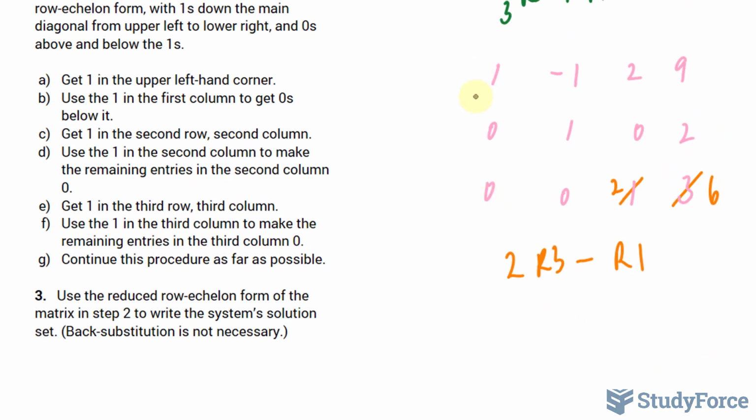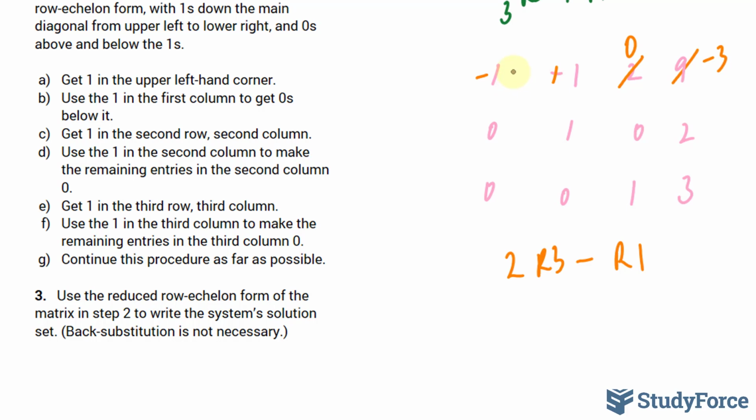Subtracting 0 from 1, I get negative 1. That's a problem, and we'll get rid of that negative 1 soon. 0 minus minus 1 is positive 1. 2 minus 2 is 0. And 6 minus 9 is negative 3. As you can see, I got rid of the 2 and 6 so we don't get confused.